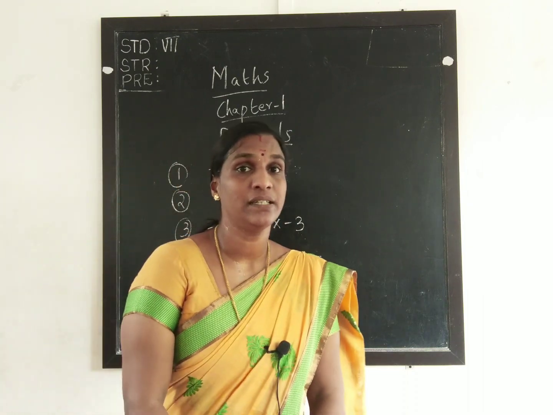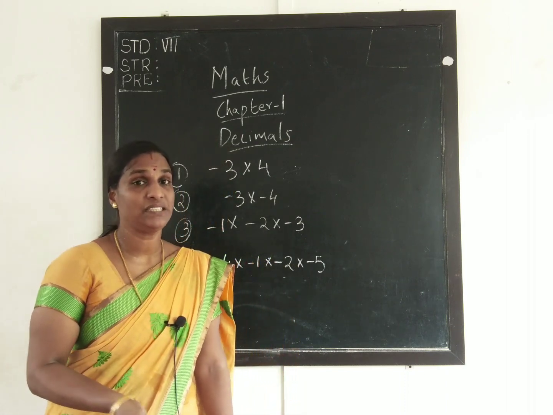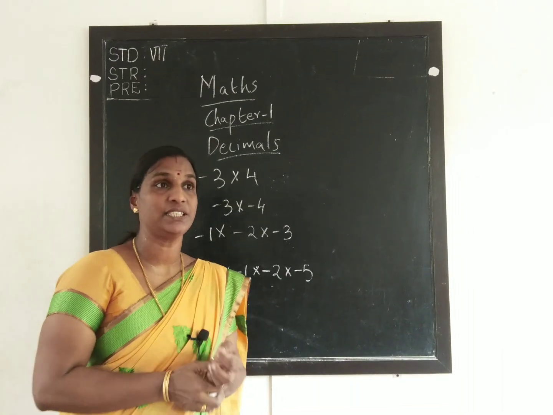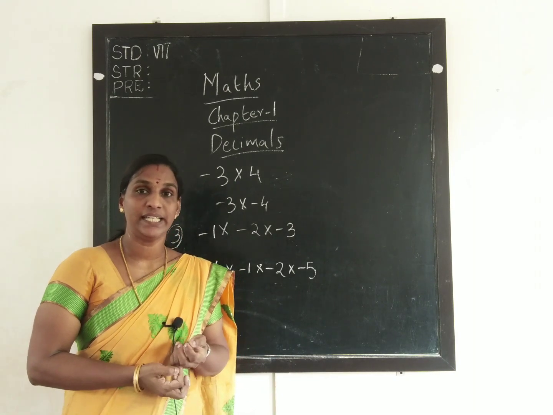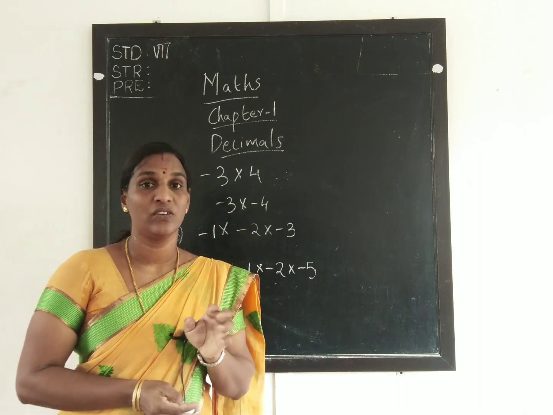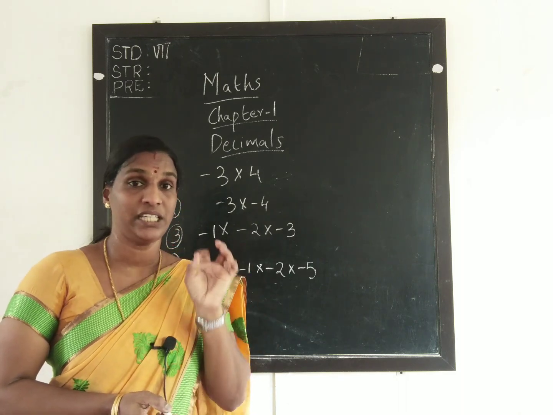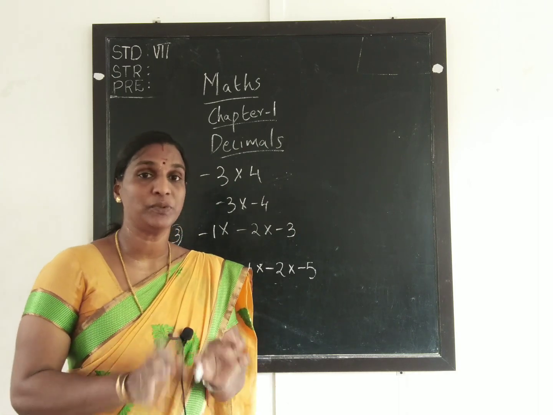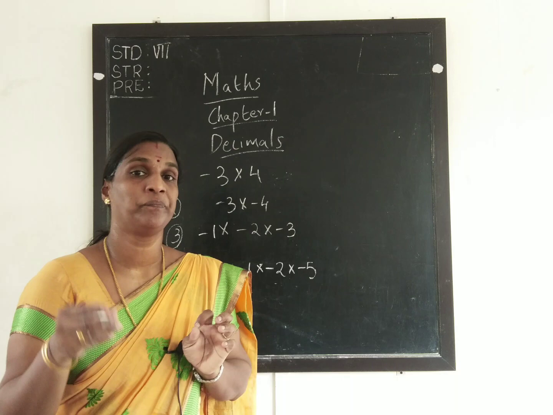An important thing is that if you count the number of negative signs in the question, it will be helpful to find whether the answer is positive or negative. That is, if the number of negative signs in the question is odd, you know the odd numbers, 1, 3, 5, 7, 9, etc., the answer will always be negative. And if the number of negative signs in the question is even, that is 2, 4, 6, 8, etc., the answer will be positive. So, odd negative signs make a negative answer and even negative signs make a positive answer.